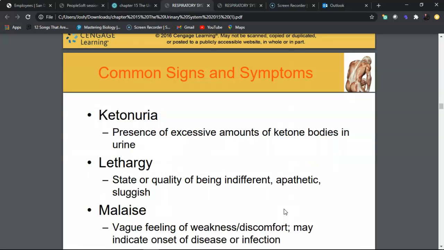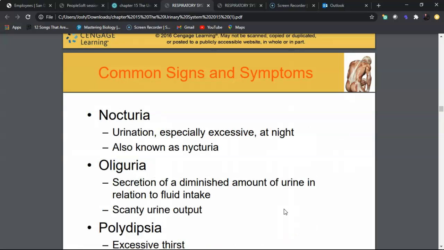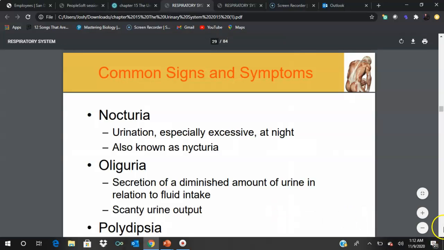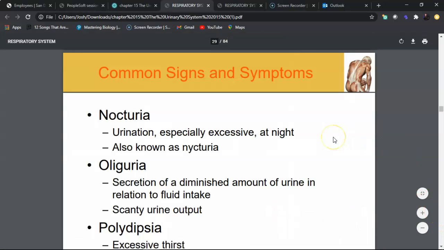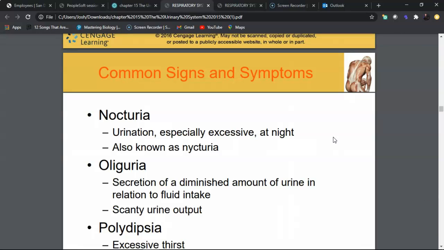We talked about ketonuria. That's the abnormal presence of ketone bodies in the urine. Nocturia: noct means nighttime, and so this is an excessive urination at night. Nicto also means nighttime, so sometimes you'll see it as nicturia, but most of the time they use the word nocturia. This is just an excessive nighttime urination.